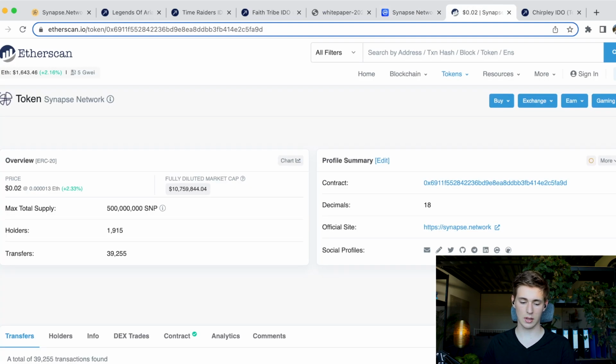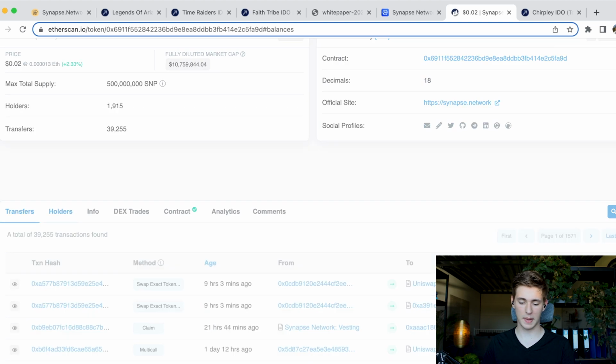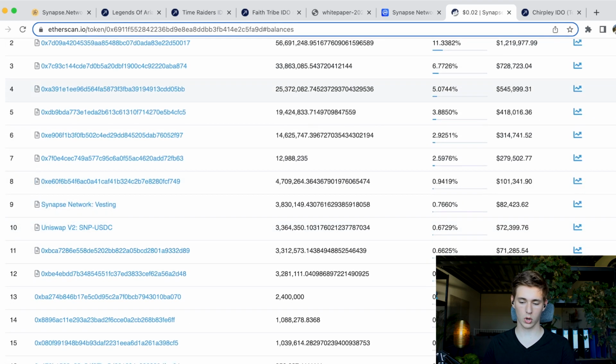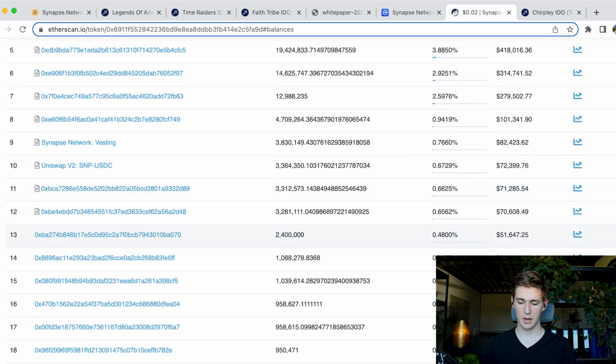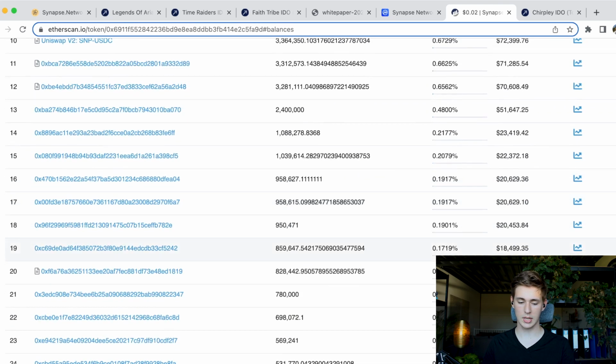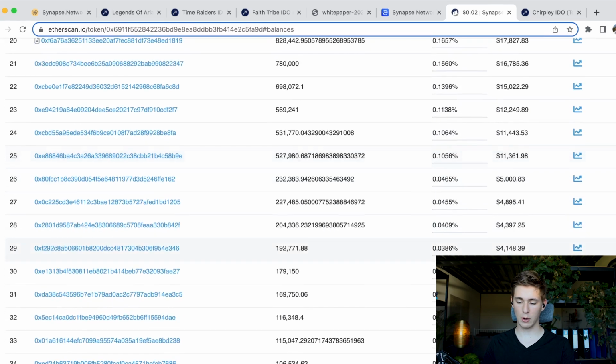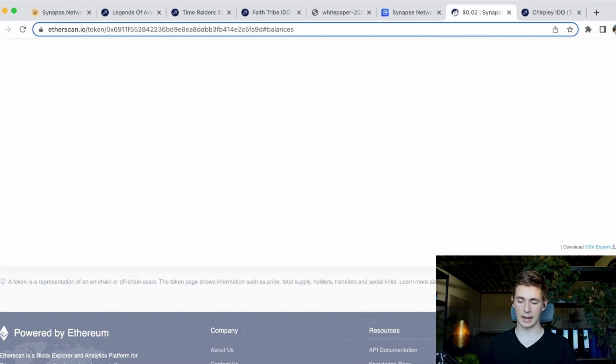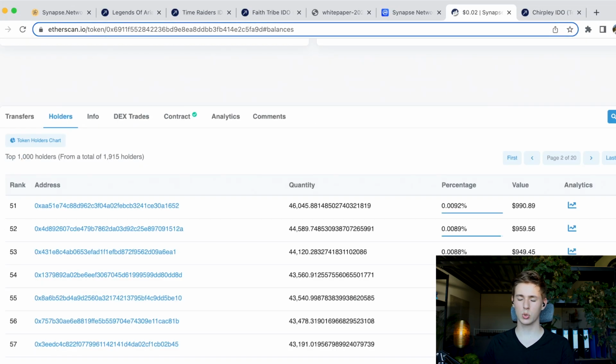Now, looking at the holders again, let's see how big the holders actually are. How much money do people hold in their wallets? All of these are contracts, so these are not actual investors. From here they kind of start, and you can see that investors are holding thousands, if not tens of thousands, of dollars worth of Synapse. And keep in mind, there's less than 2,000 holders of the token. Everything above the top 50 is more than $1,000, sometimes even tens of thousands.